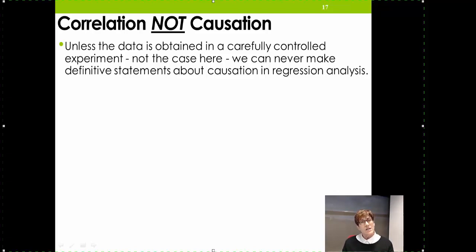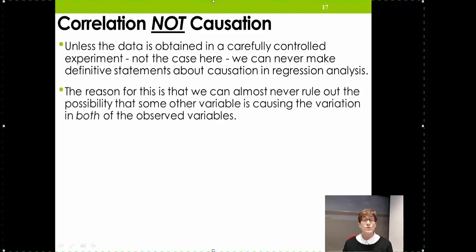Lastly, this is correlation, not causation, a very important point to be clear on. So unless the data is obtained in a carefully controlled experiment, which is not the case here, we can never make definitive statements about causation in regression analysis. The reason for this is that we can almost never rule out the possibility that some other variable is causing the variation in both of the observed variables.